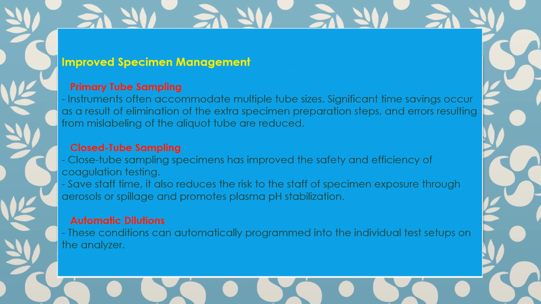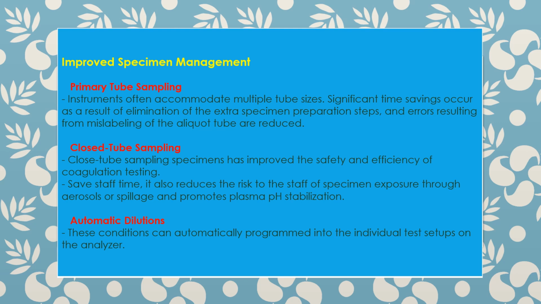Improve specimen management. Primary tube sampling. Instruments often accommodate multiple tube sizes. Significant time savings occur as a result of elimination of the extra specimen preparation steps, and errors resulting from mislabeling of the aliquot tube are reduced.